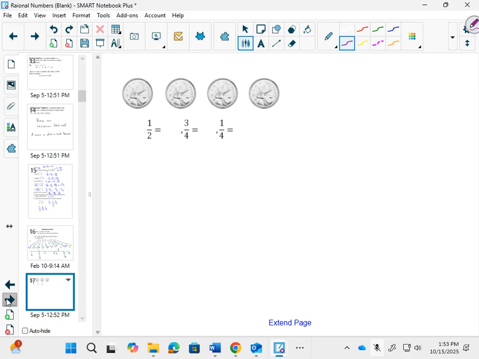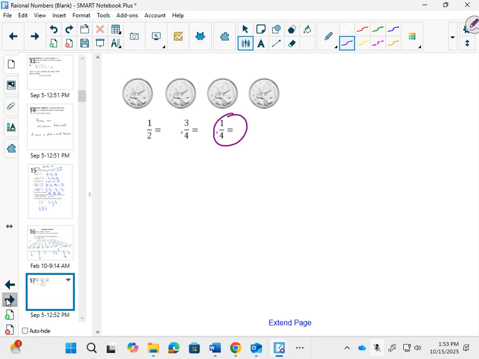Sometimes I think of money when I'm figuring stuff out. Do you know what that coin is called? It's 25 cents, but what do we call the coin? A quarter. Have you ever heard of it called a quarter before? Right? This is a quarter as a fraction.